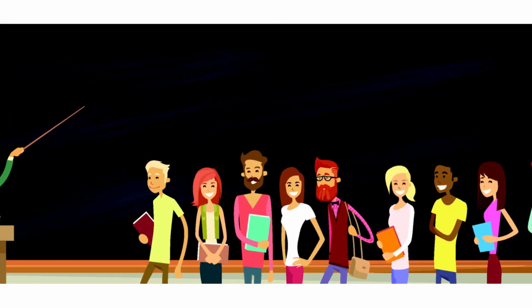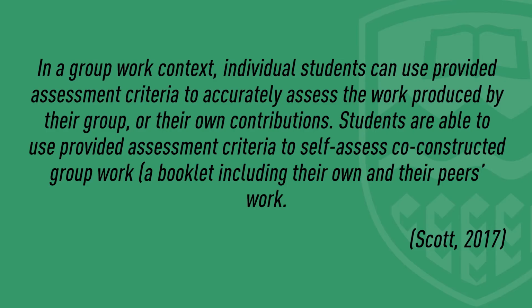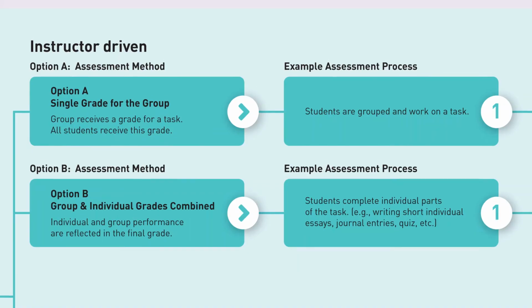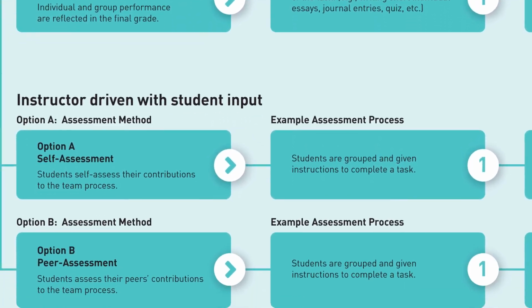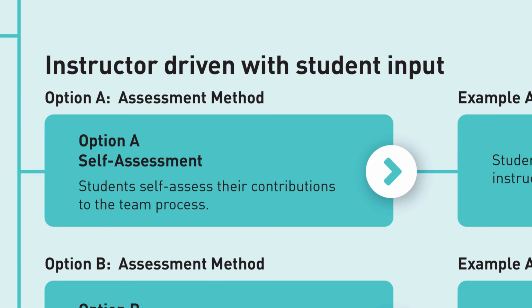Group assessment does not only have to come from the instructor. In a group work context, individual students can use provided assessment criteria to accurately assess the work produced by their group or their own contributions. Students are able to use provided assessment criteria to self-assess co-constructed group work, a booklet including their own and their peers' work. If both the instructor and students are involved in the process, one option would be assessment method Option A, self-assessment. Students self-assess their own contributions to the team process.